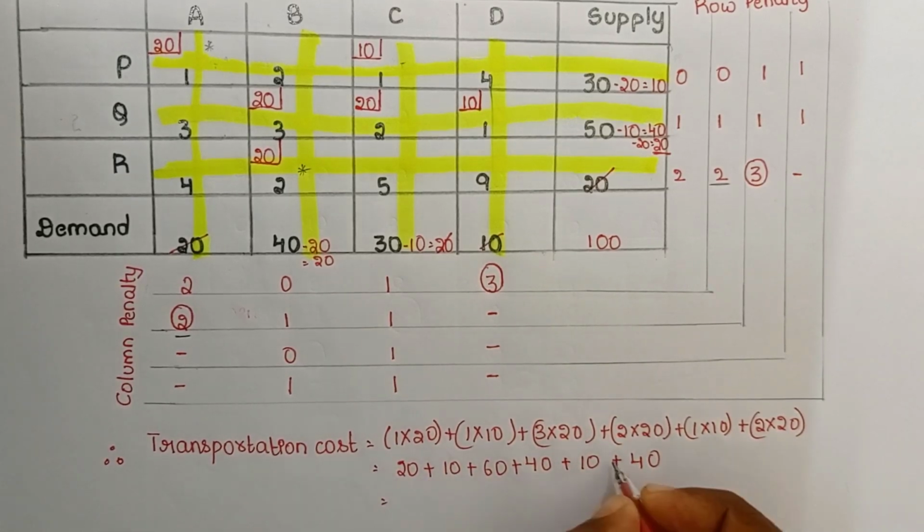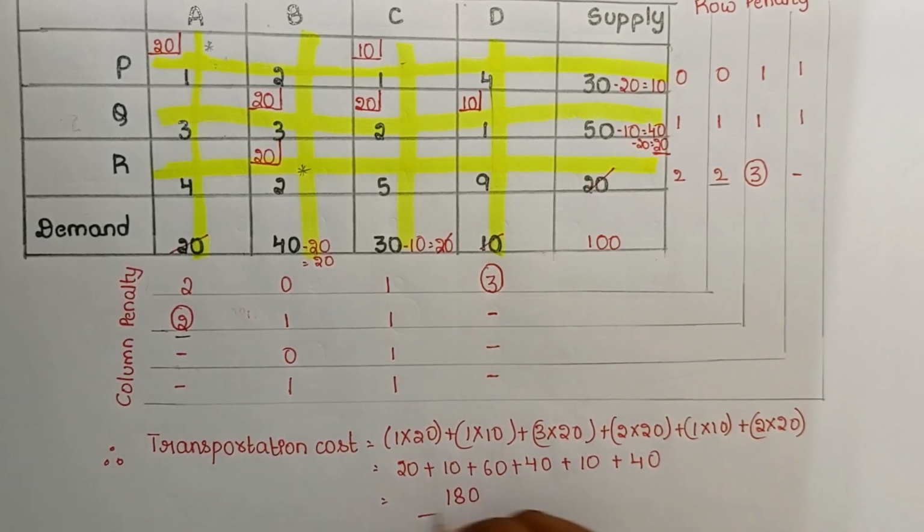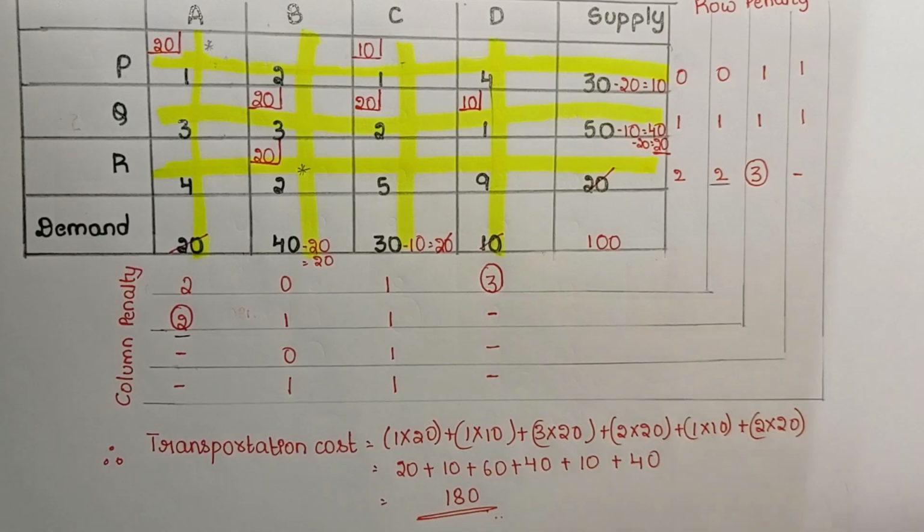So we have to add all together. 20 plus 10 plus 60 plus 40 plus 10 plus 40 is 180. So this is the transportation cost.